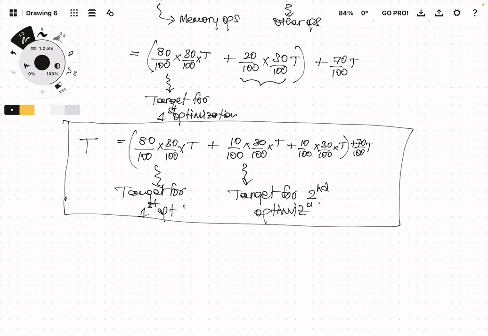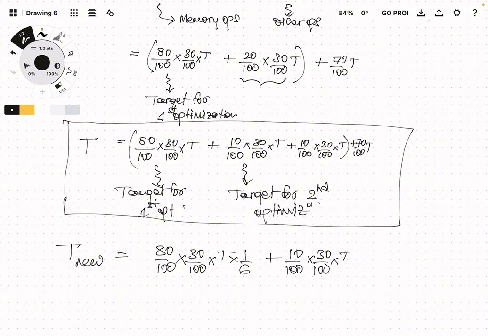which means we can write the new time as 80% of the 30% of t times 1/6, plus 10% of the 30% of t by a factor of 3, plus the 10% of the 30% of t. Now this is by a factor of 1 because it's not sped up, and of course 70 by 100 continues to be as it is.